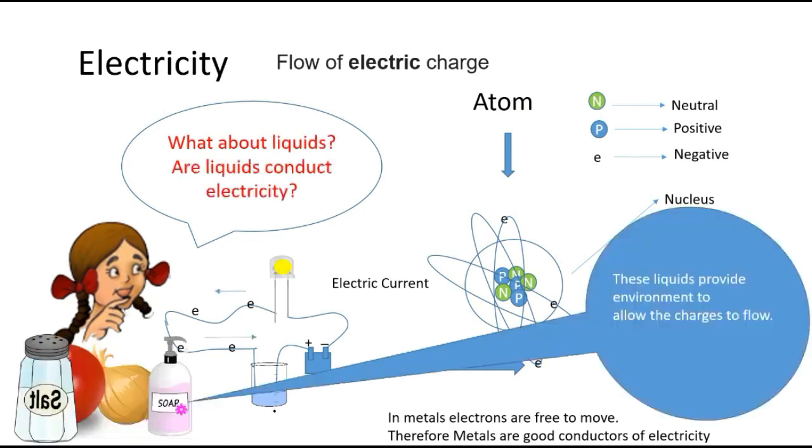And the rest of the materials which we have used in our previous video, that is salt, tomato juice, onion juice, soap water, and even the tap water, provide an environment for the charges to flow, and when the charges flow we say that electricity is flown, and the medium is a conductor of electricity, right?